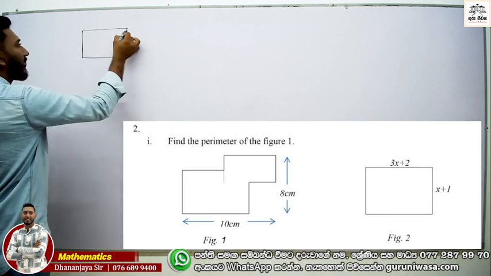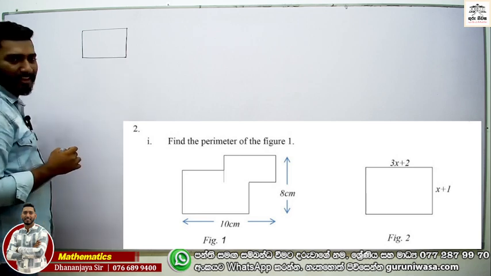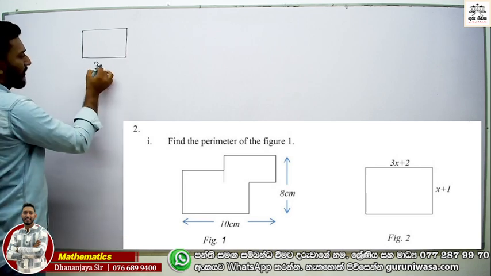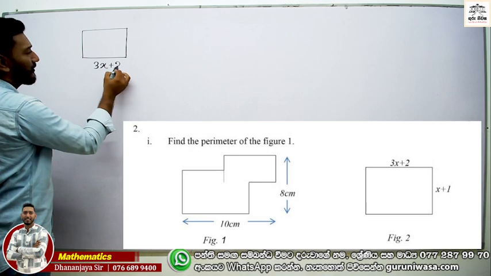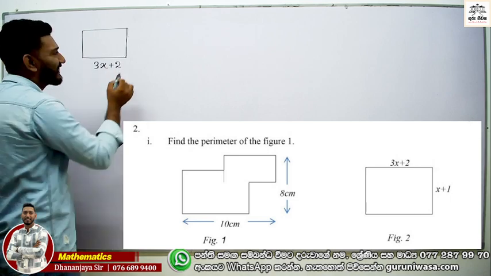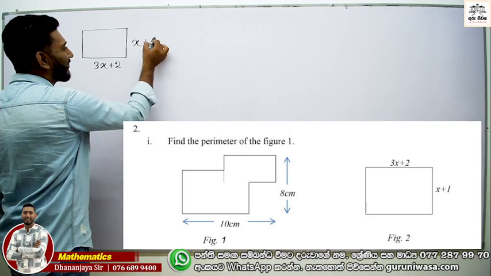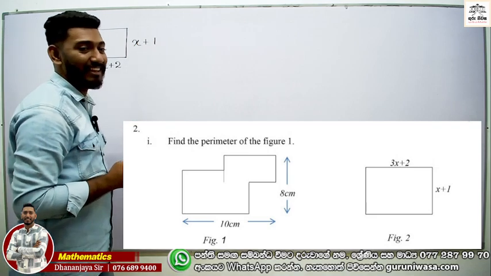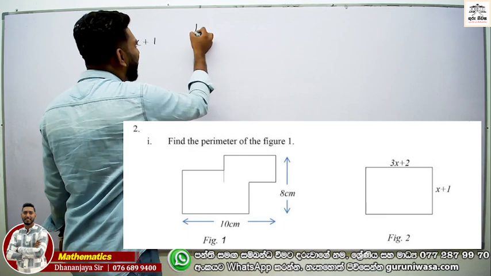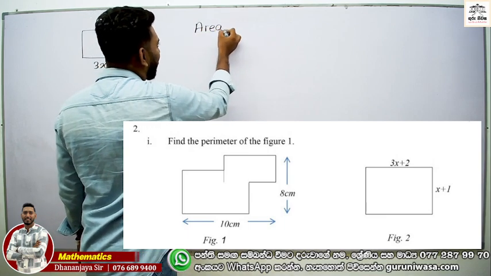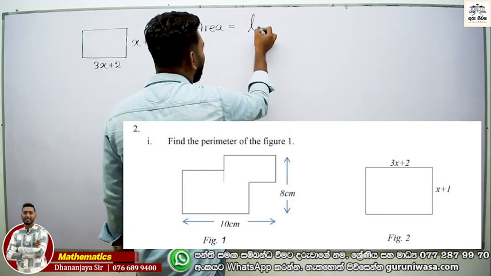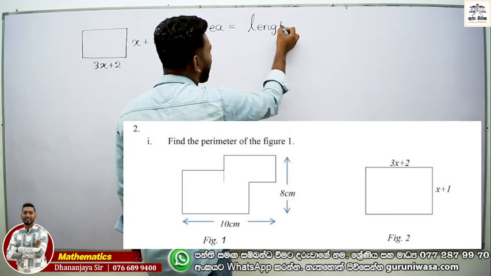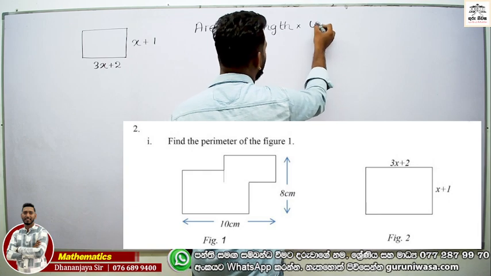All lengths are at... Are you sure? That's a perimeter, I think. Yes or no? That's a perimeter. And how to find the area? Area is equal to the length into the width. Yes or no?